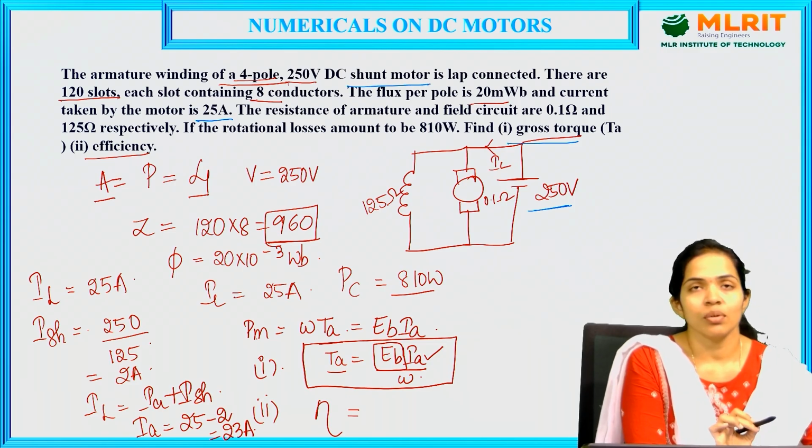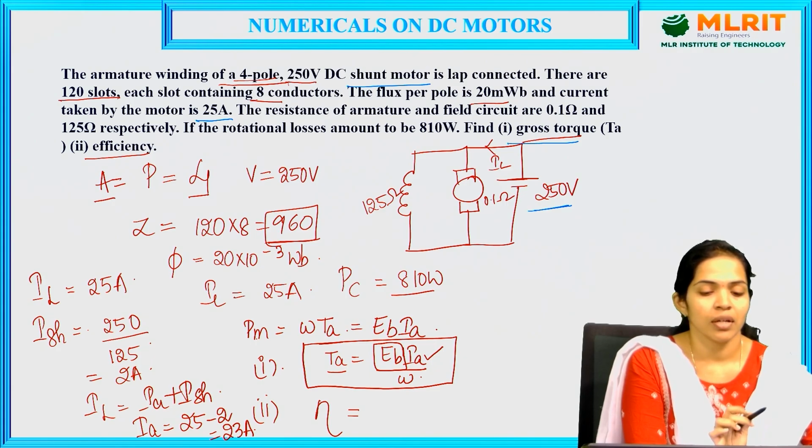So these are the numericals on DC motors, various numericals on DC motors for different mathematical expressions which we have derived in our previous classes for the DC motors.